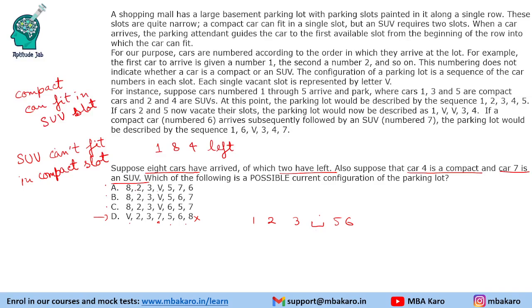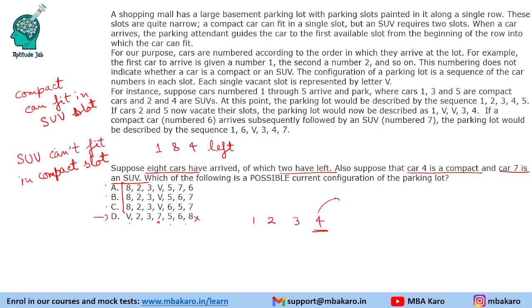Now, if we see the other options, it is 823V and then the other cars. Now 8, if we are seeing in all options, is coming in the first place. That means 1 leaves later. Because if 1 leaves first, then the car should have fit here. So 1 leaves later, this means that 4 leaves first. So 1, 2, 3, then 4 must have left. If 4 leaves out, then it's a compact car.